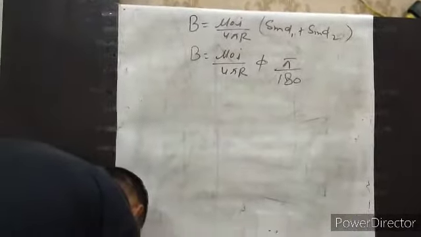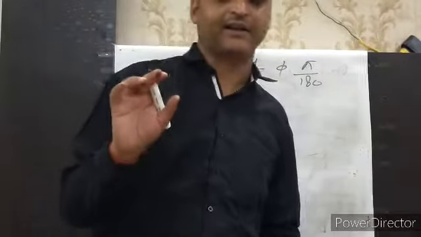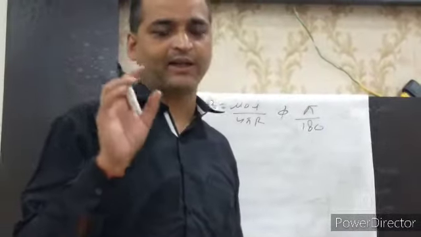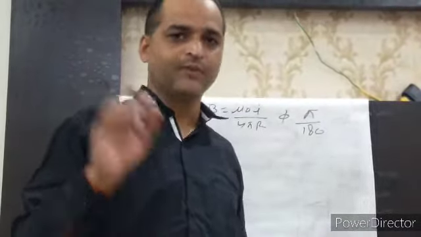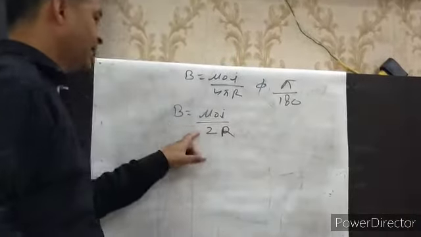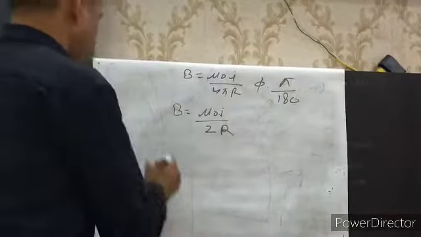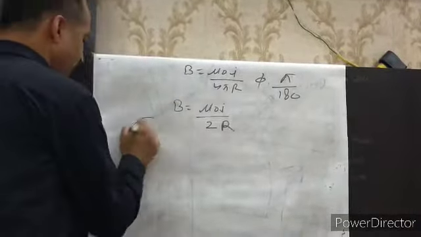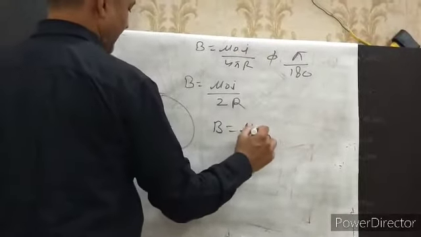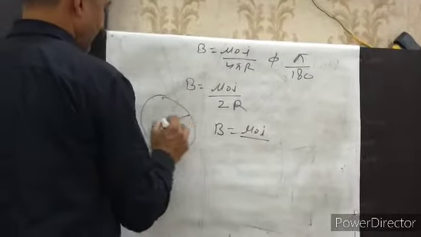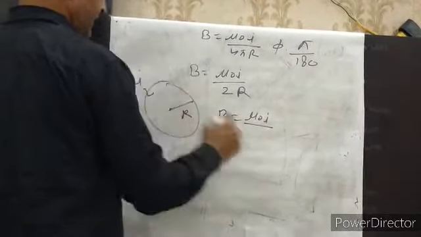We have already solved the formula for the circular arc. At the center of a current carrying circular loop, the magnetic field is B equals mu naught I by 2r. We can get this from here also. Suppose we have a loop. This is the center. Then B equals, substituting here, suppose the radius is r and the current is I, mu naught I by 4 pi r into phi.